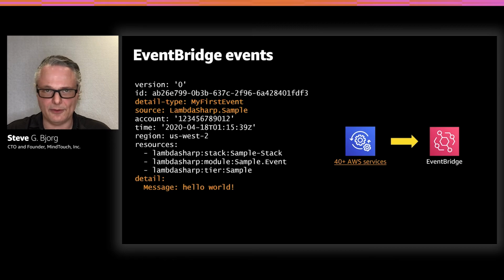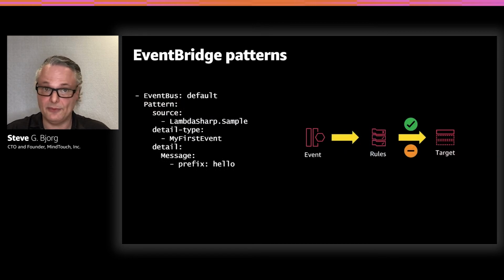Out of the box, there's about 40 plus services that AWS has that publish into EventBridge. So there's a richness of data, even if you don't publish your own events to begin with, but it's really easy to do so. The second half of working with EventBridge is, of course, now subscribing to events. And that's where the patterns come in. They're also known as rules.